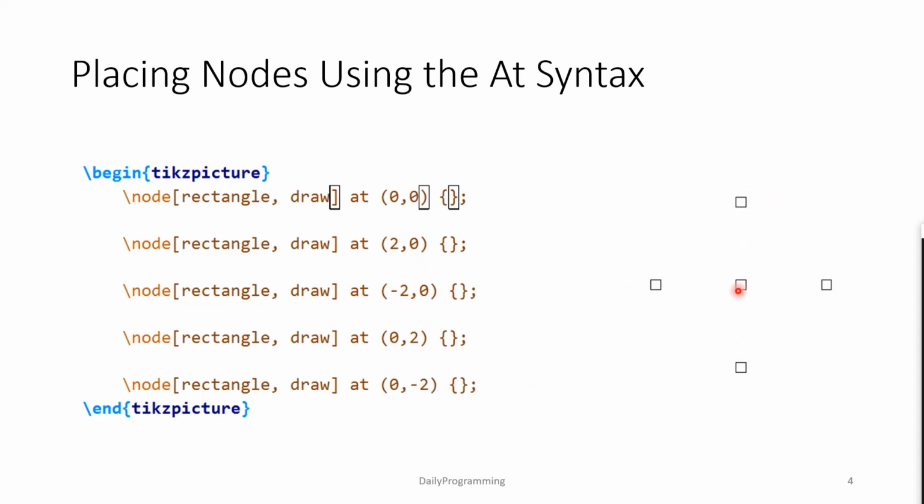This is at 0, 0. This is at 2, 0. This is at minus 2, 0. This is at 0, 2 and this is 0, minus 2. The first argument is the x-axis value and the second argument is the y-axis value.